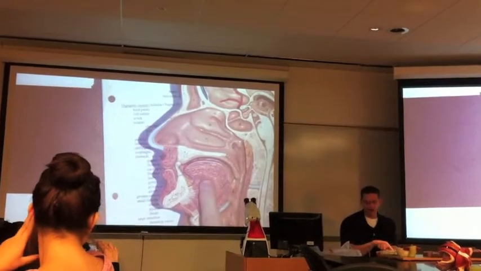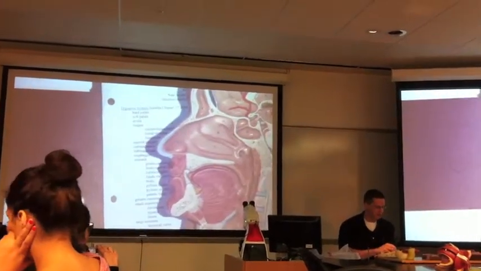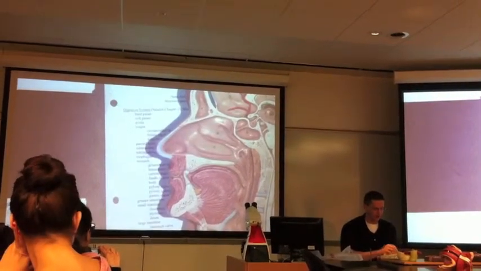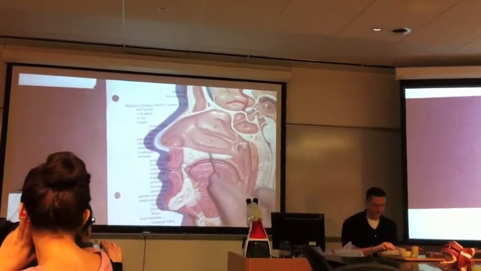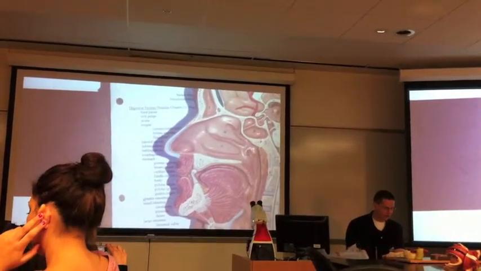Tongue, there you go, that's the tongue. But the papillae on there are really only visible on the plastinate, so we'll go through those in a second. But the tongue itself is clearly visible on the model there.